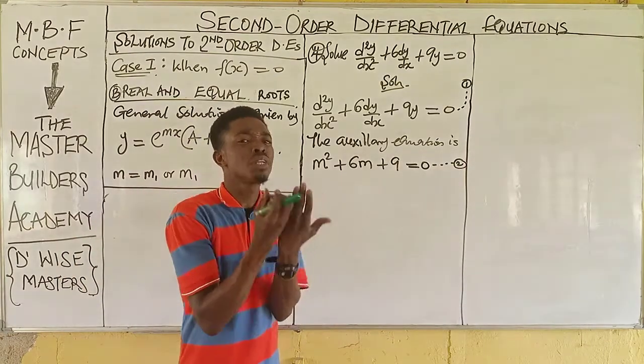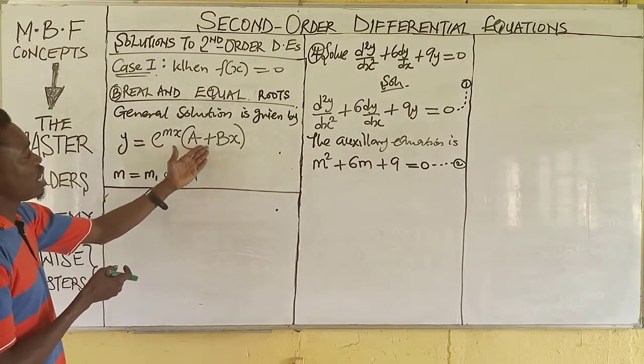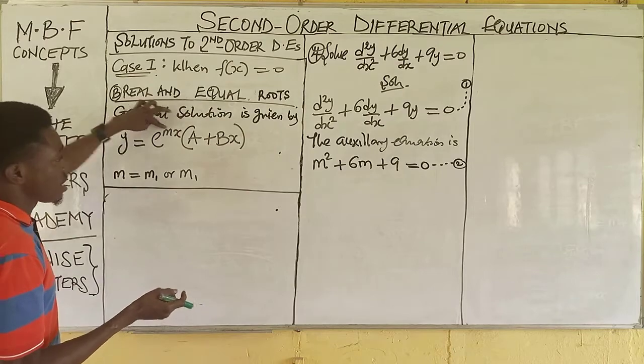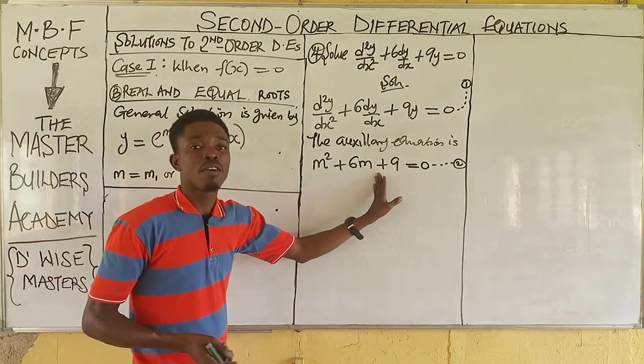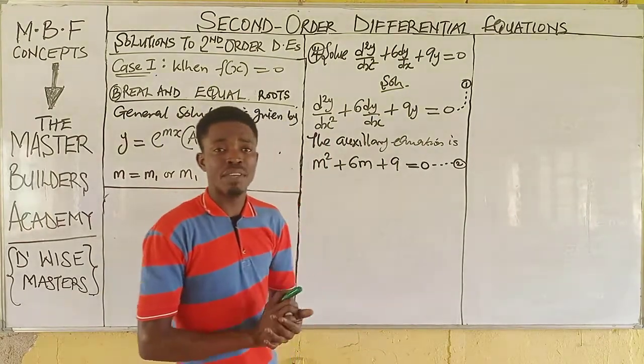2. And what do we even need in equation 3? All we just need now is m. We don't need e, we don't need x, we don't need a, we don't need b. The only thing we need now is m. That means we need to obtain the value of m from equation 2. That's all. And now looking at equation 2, we discovered that what we have here is a quadratic equation.